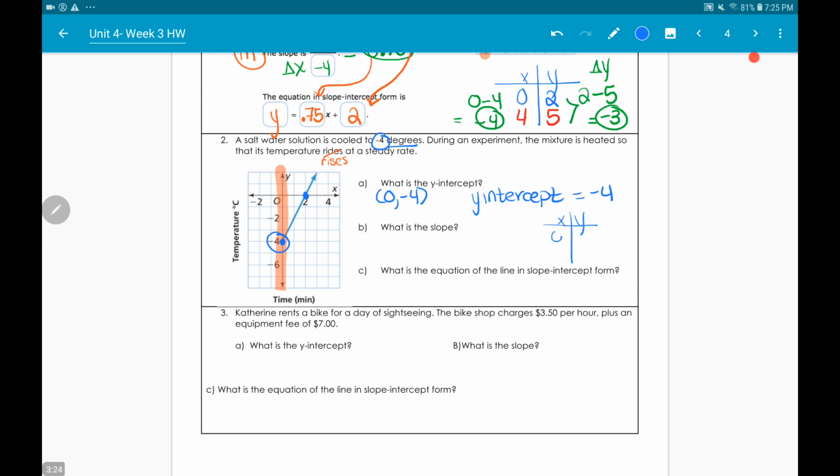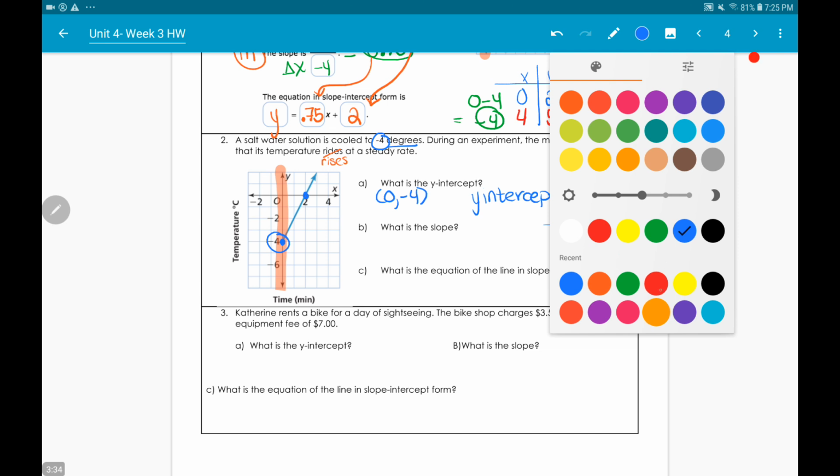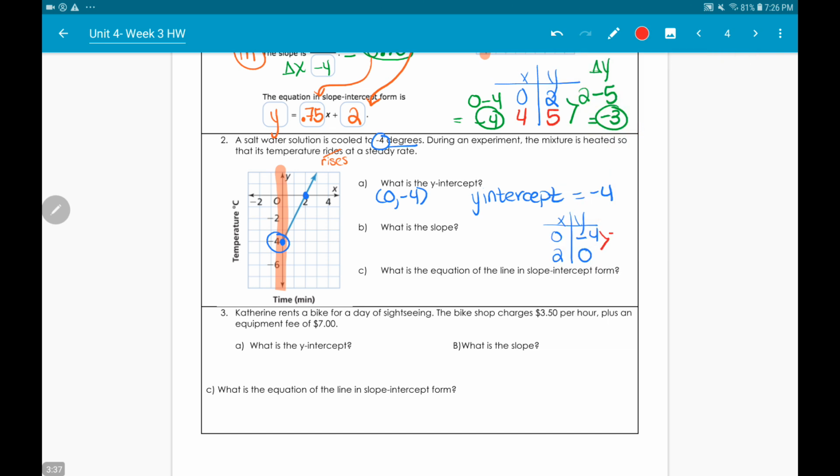All right, so I'm going to use my y-intercept, which is (0, negative 4), and then I'm going to use the other coordinate, which is (2, 0). I'm going to change this color. All right, so I do negative 4, take away 0. That gives me negative 4 for my change in y. And I'm going to do 0 minus 2, which gives me negative 2, and that's my change in x. When I divide those two things, I get a positive 2.